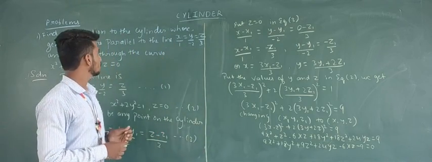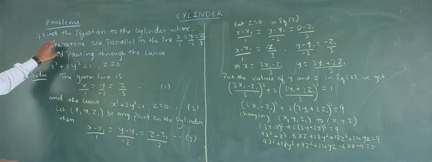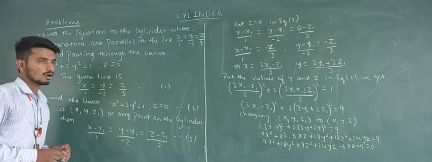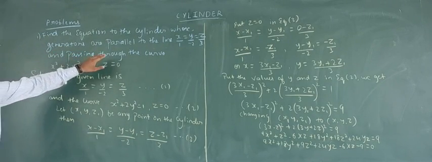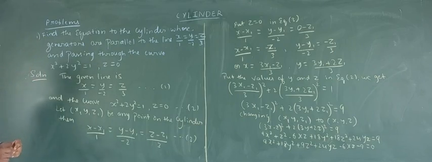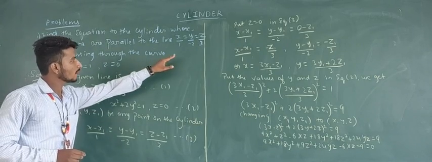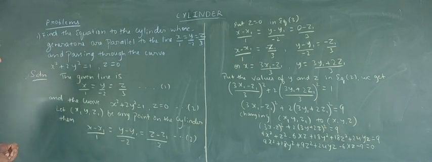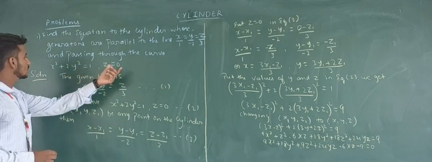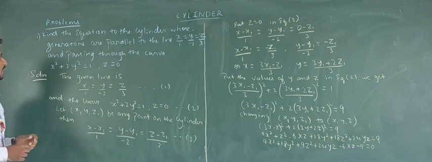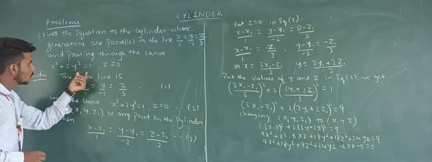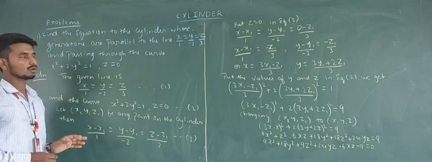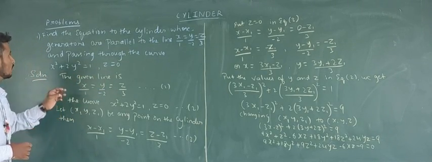So here is your first problem. Find the equation to the cylinder whose generators are parallel to the line x/1 = y/(-2) = z/3 and passing through the curve x² + 2y² = 1 and z = 0. So this is the given question.